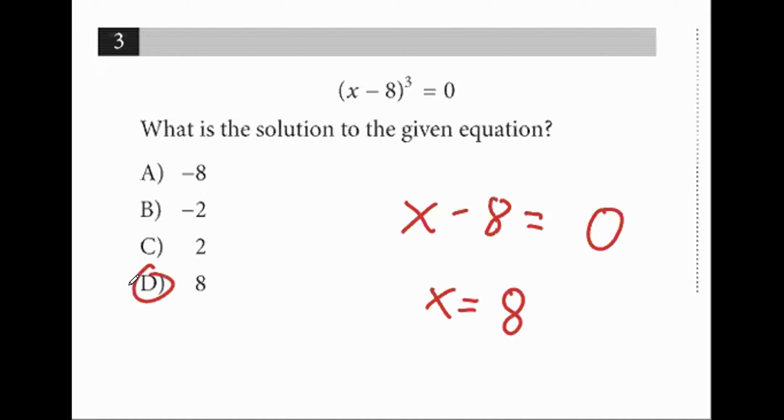We can just plug in if you want to check. 8 minus 8 is 0. 0 to the third power is still 0. So the correct answer is D.